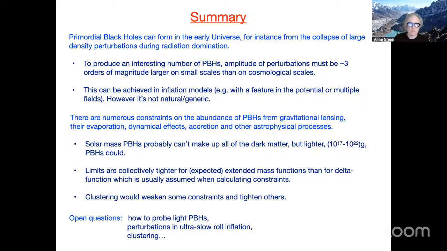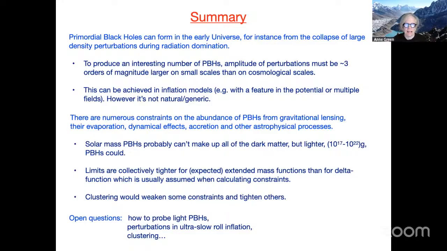On the observational side of things, there are numerous constraints on the abundance of primordial black holes, from gravitational lensing, their evaporation, dynamical effects, accretion, and other astrophysical processes. It appears that solar mass primordial black holes can't make up all of the dark matter, but lighter asteroid mass ones between about 10^17 and 10^22 grams could. The limits are collectively tighter for extended mass functions, which are what we expect, than they are for the delta functions that are usually assumed when calculating constraints.